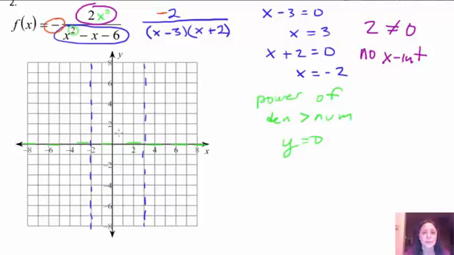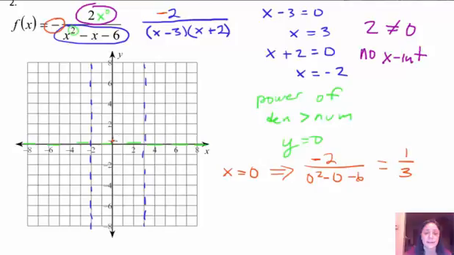I'm going to start with trying between them. So if I try an easy number between them, that would be x equals 0. So let's see what we get for x equals 0. That's going to give us negative 2 over 0 squared minus 0 minus 6, which is negative 2 over negative 6. Negative divided by negative is positive, so I have 1/3, and that's going to be right around here. We know that we have no x-intercepts and that we are going to approach these vertical asymptotes infinitely, so I can safely sketch my curve up here.